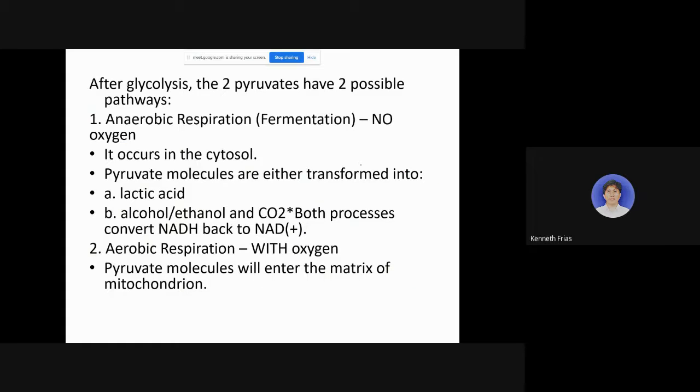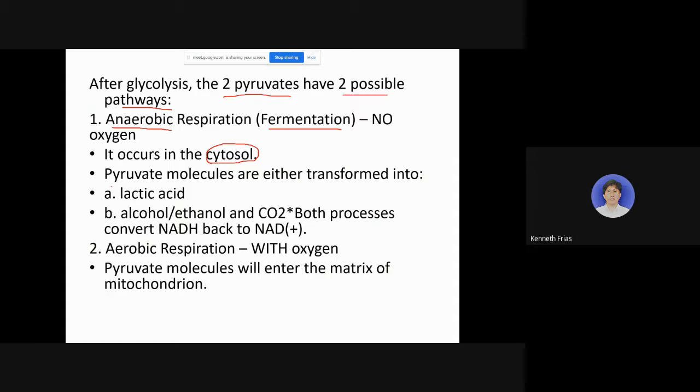Now, after glycolysis, these 2 pyruvates, which contain 3 carbons, have 2 possible pathways. In the absence of oxygen, those 2 pyruvates will undergo what we call anaerobic respiration, or in other terms, fermentation. That happens if there's no oxygen. And that means the pyruvates will still stay in the cytosol.